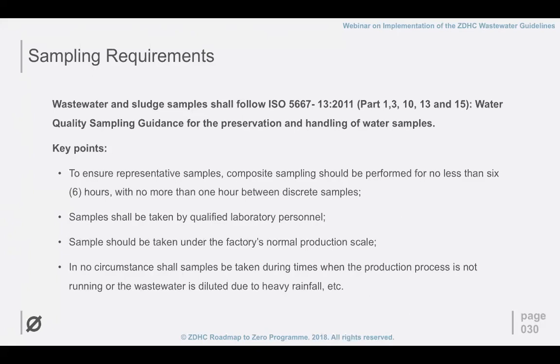The samples have to be taken by qualified laboratory personnel from one of the qualified labs, and must be taken under the factory's normal production scale or level. So it's very important that the samples are not managed so that they're taken during times of low production or no production, or when there's heavy rainfall or some other abnormal situation going on in the production facility. Next slide.